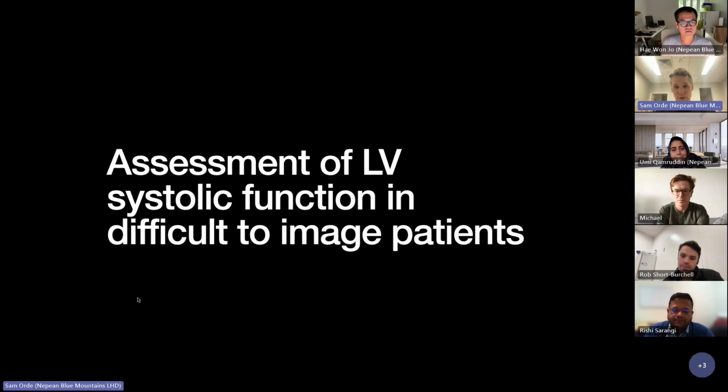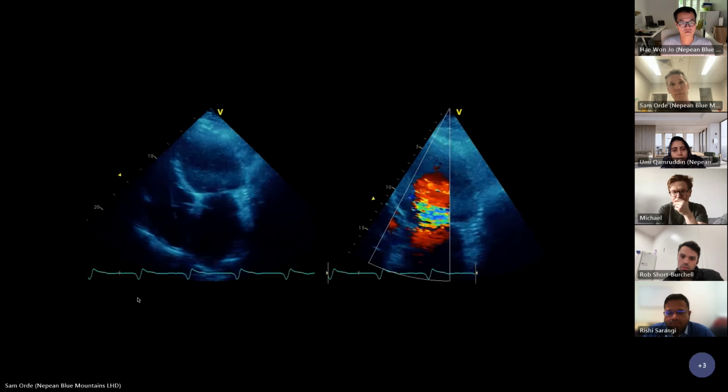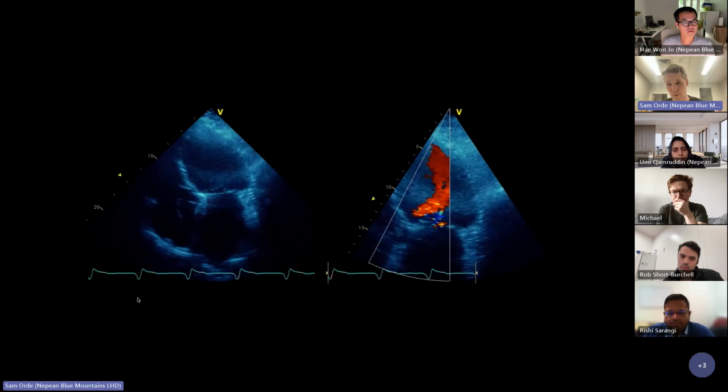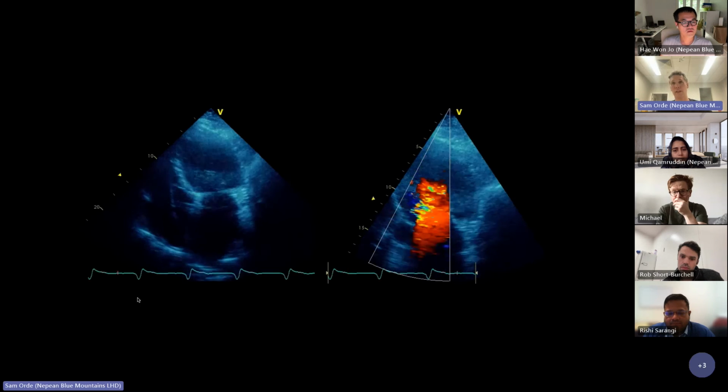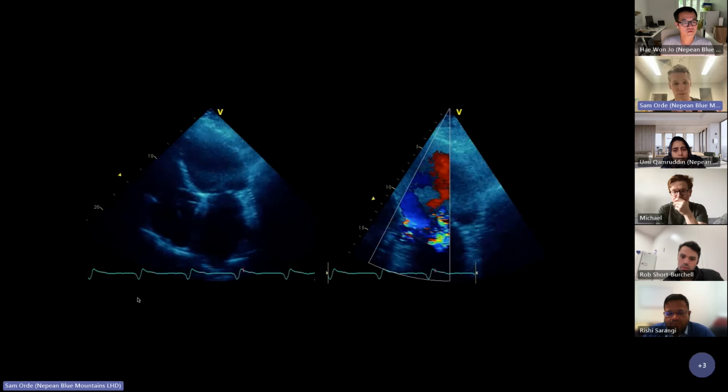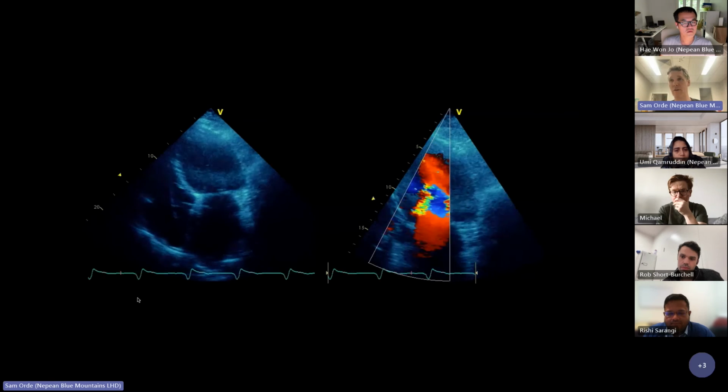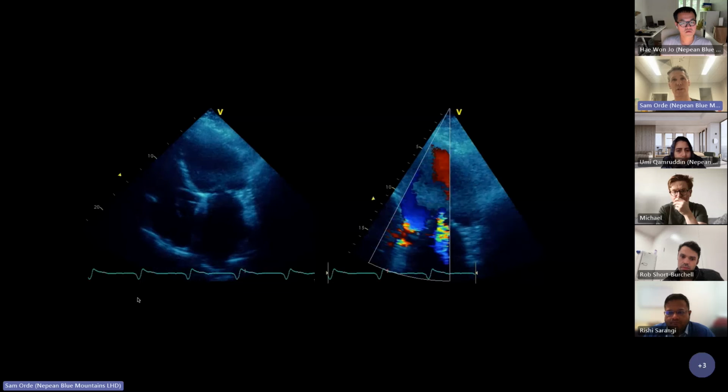Let's talk about difficult to image patients. So, cracking question that's been asked several times in the DDU is: describe your imaging of a critically ill patient who's difficult to image. You may want to consider a few of these when we're looking at LV systolic function. So, Rishi, we're back to you. How are you going to estimate the systolic function of this patient?